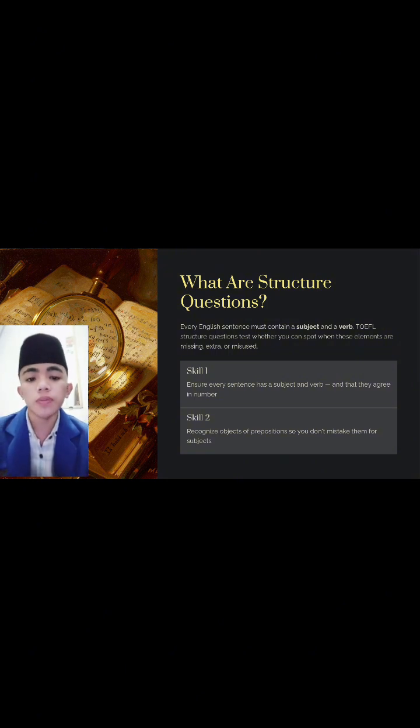This section explains the purpose of structure questions on the TOEFL. Every complete sentence in English must contain at least one subject and one verb. Structure questions ask whether you can identify when a subject or a verb is missing, when an extra subject or verb has been added, or when these elements have been used incorrectly.